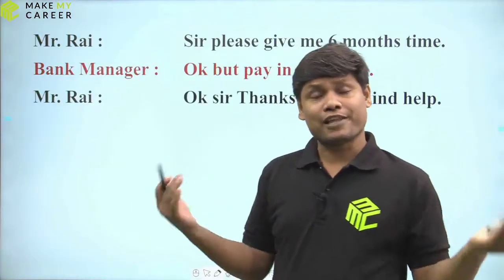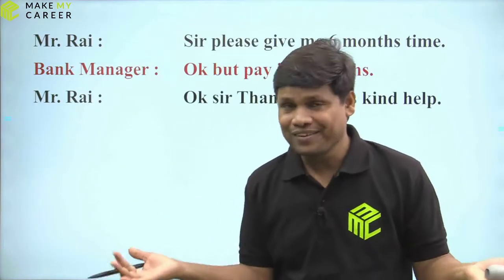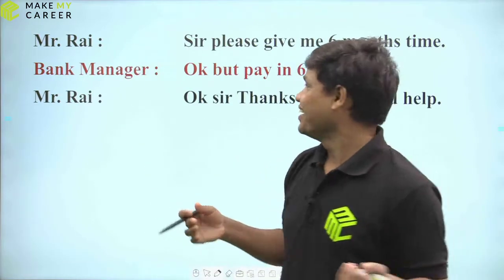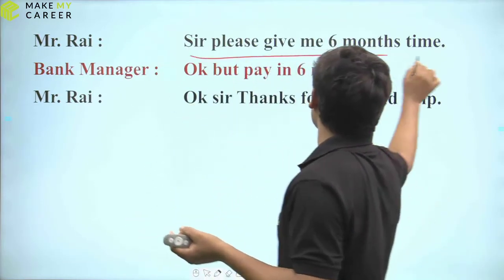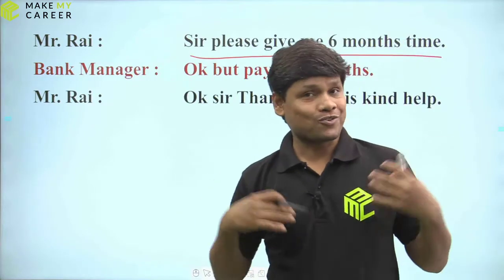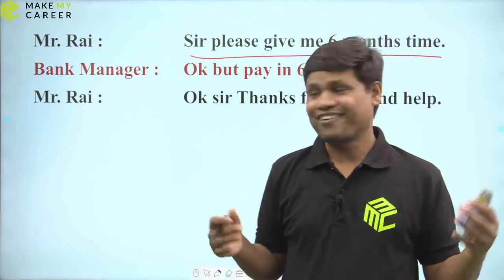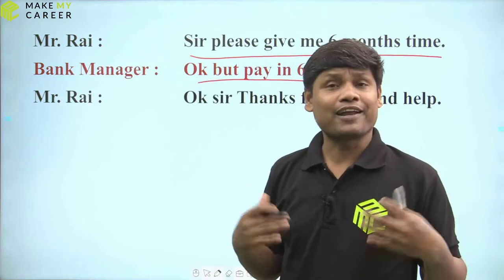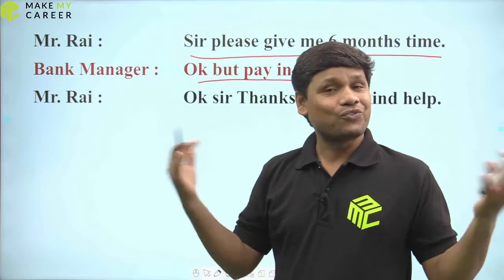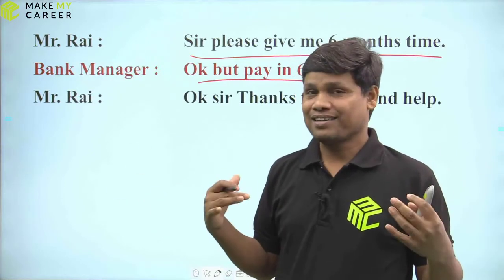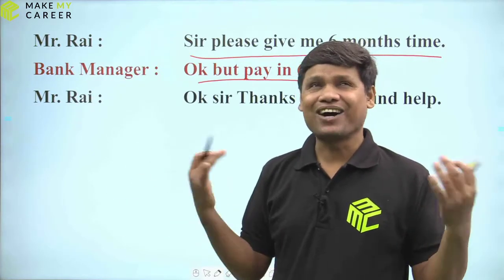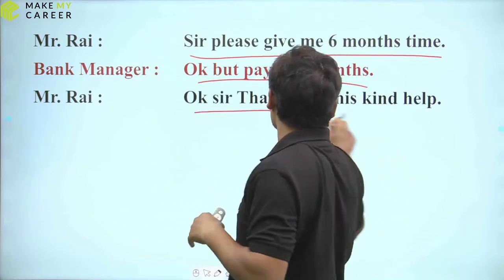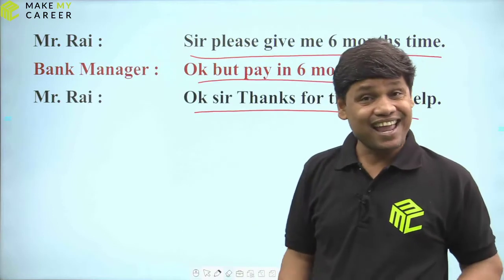Then definitely I said, sir, what's the problem? The bank is for loan, so I have taken a loan. What's new in that? Okay, Mr. Rai. I said, sir, please give me 6 months time, then only I will be able to pay, right? Bank: okay, but pay in 6 months. Now what do bank people do? They won't fight, they won't shoot. Okay, don't worry, I'm giving you 6 months, but please pay the amount in 6 months. Okay, Mr. Rai, okay sir, thank you for this kind help.